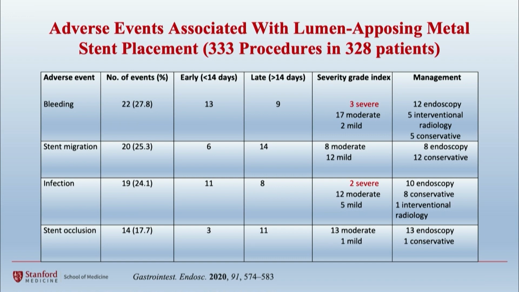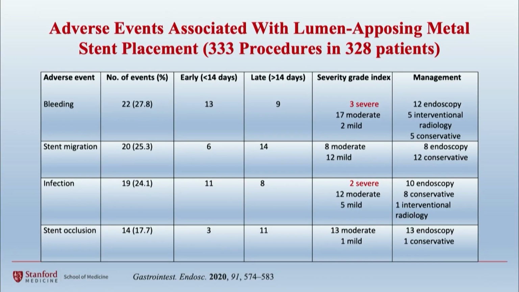Lumen-opposing metal stent placement doesn't go without potential complications. This is a meta-analysis that included several studies, and the complications from placing these stents can range from bleeding, stent migration, infection, and stent occlusion. Severe complications are rare, but most of these complications were managed either with endoscopic reintervention or with placement of percutaneous catheters.